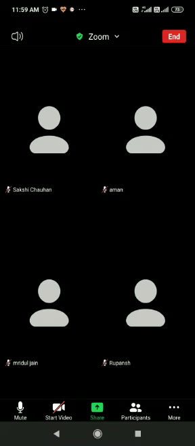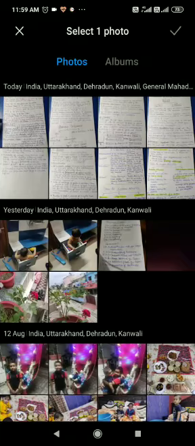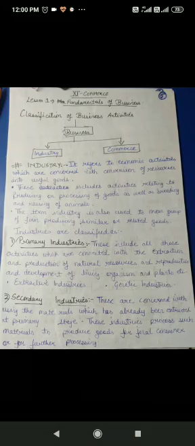Now next is classification of business activities. You know, in business there are two types of businesses. First one is industry and second is commerce. Now, what do we mean by industry? It refers to economic activities which are concerned with conversion of resources into useful goods.